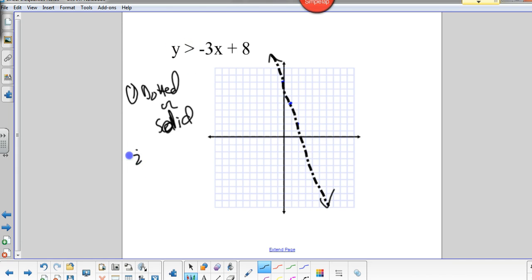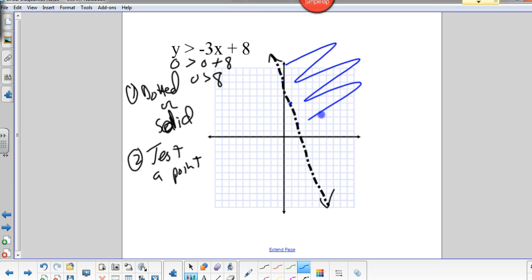And then we're going to test a point. I'm going to test 0, 0 most of the time to see if it's true or false. If it's true, then you shade the side the 0, 0 is on. If it's false, you shade the other side. If you test 0, 0 in here, we get 0 is less than negative 3 times 0, 0 plus 8. 0 is greater than 8. It's still false. So this side that 0, 0 is on is false, which would make the other side true.